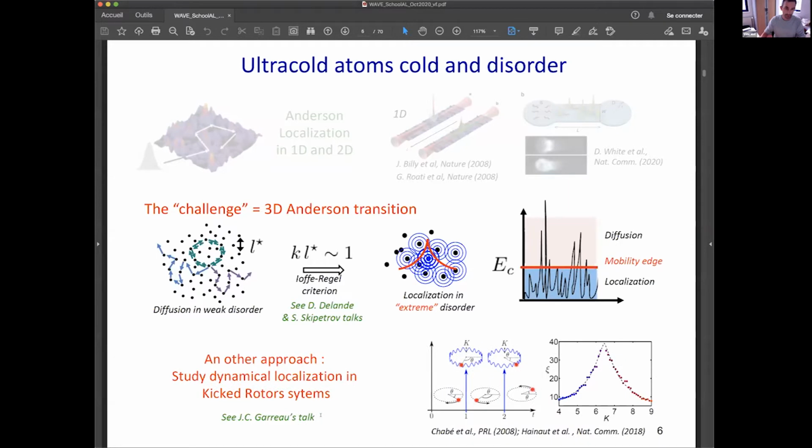I just want to say that there is another approach using cold atoms to study localization, which is looking at what we call dynamical localization in kicked-rotor systems. I will not consider this within this talk, but you will have a talk from Jean-Claude Garreau tomorrow that will tell you many things about this very nice system to probe localization. There is a mapping between spatial localization, the genuine Anderson localization, and this dynamical localization.